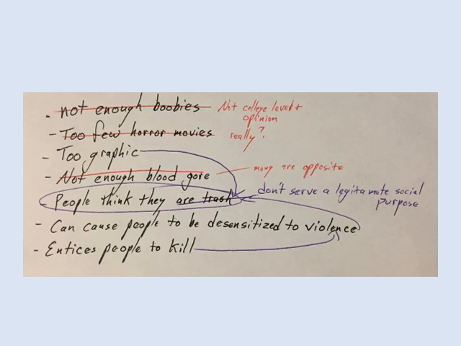There are too few horror movies. Well, you look at IMDb.com and say, really, there are a lot of horror movies. Too graphic? Well, the reason why you might think they're too graphic is people think they're trash, and one of the reasons why is because they're too graphic. People think it can desensitize people to violence. That's part of why they say it is trash, and it entices people to kill. Well, if you're desensitized to violence, you might kill.